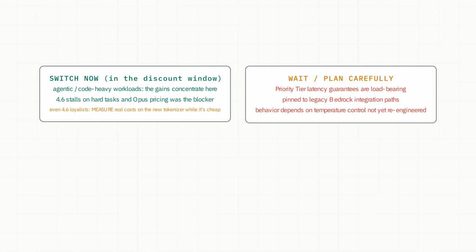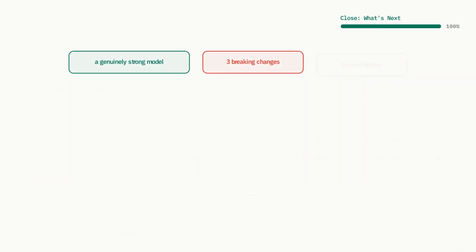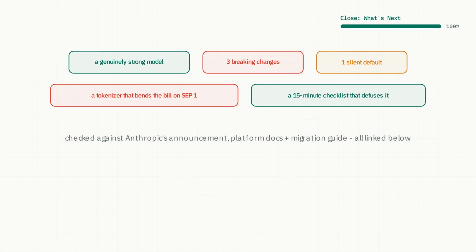Wait or plan carefully if you depend on the priority tier's latency guarantees, if you're pinned to legacy Bedrock integration paths, or if your product's behavior depends on precise temperature control you haven't yet re-engineered as prompt guidance. And whatever you choose, the one action with a hard deadline is the measurement. After September 1st, every unaudited token budget is a small invoice surprise waiting to compound. That's Sonnet 5 complete, a genuinely strong model, 3 breaking changes, 1 silent default, a tokenizer that bends your bill on September 1st, and a 50-minute checklist that defuses all of it.